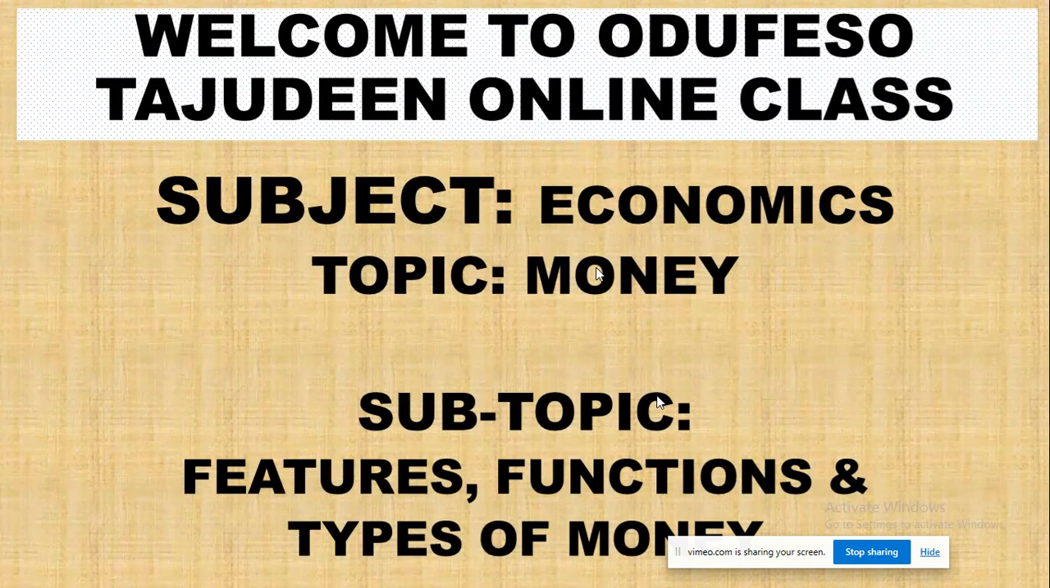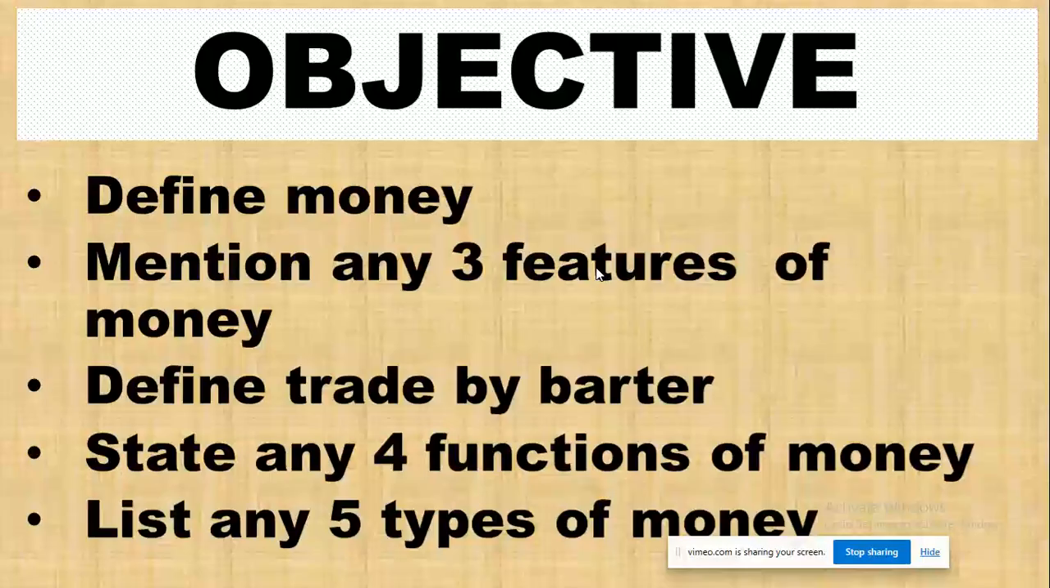Today, we want to discuss money. Topic: money. Subtopic: features, functions, and types of money. At the end of this class, students, you should be able to define money, mention any three features of money, define trade by barter, state any functions of money that you know, and tell me different types of money.